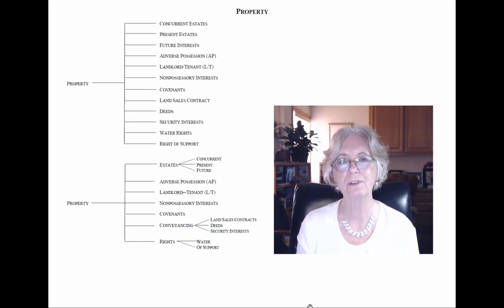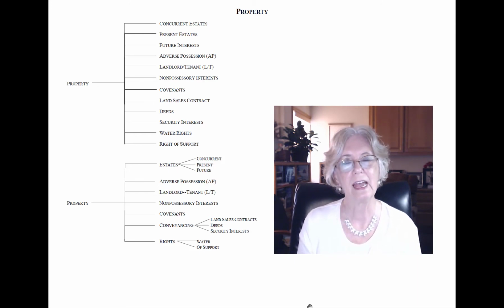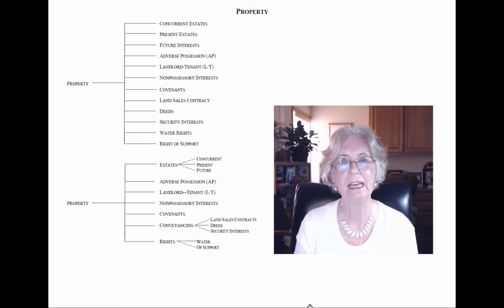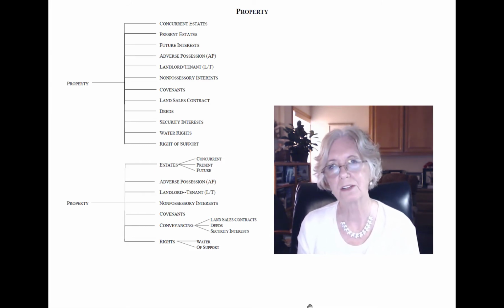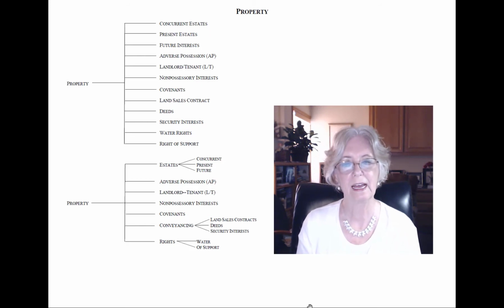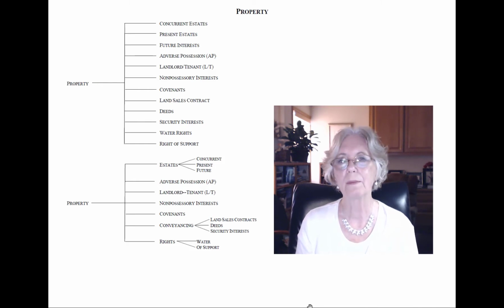How do we transfer title for a piece of property from one person to another? Conveyancing. And that has three main areas within it. The land sales contract, which then becomes a deed, an interest in a deed, and we'll talk about that and merger doctrine when we get there. And security interests, mortgages, interests like that. And then finally, rights in property, water rights and rights of support.